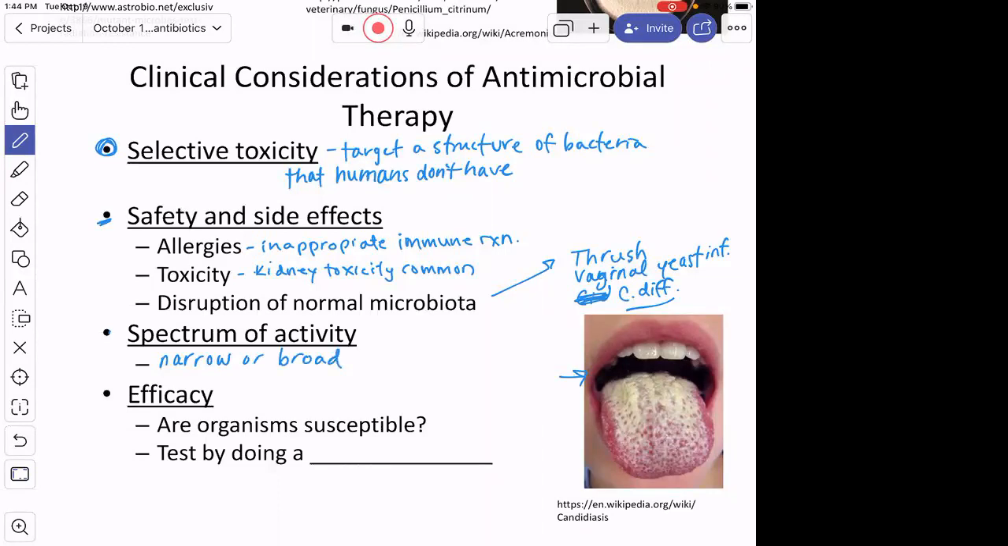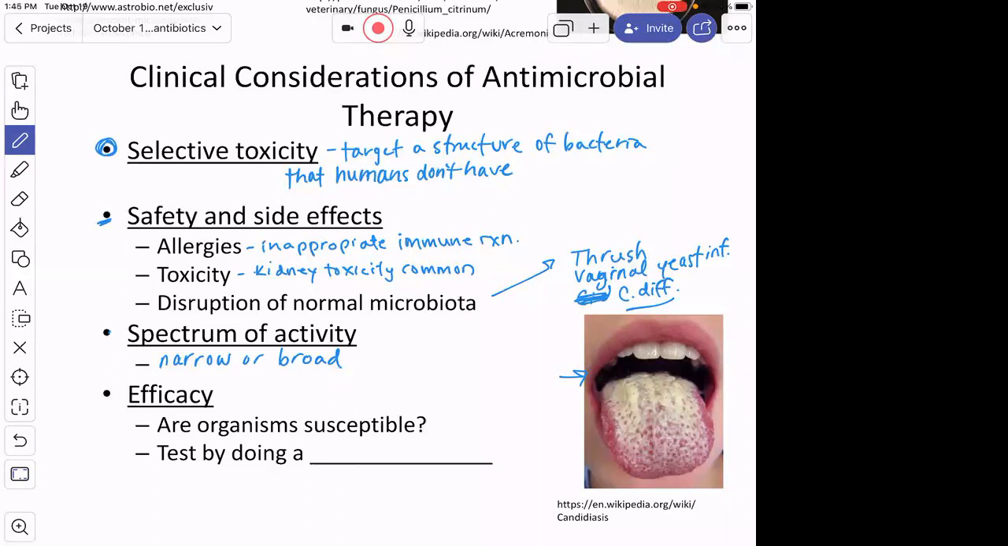So a narrow spectrum drug would be one that would only target a certain kind of bacteria. Maybe say gram positives, or maybe it only will target a very few gram positives. Really, that's the ideal thing. If we know what's making the patient sick, we want to give them an antibiotic that will only target that kind of bacteria.